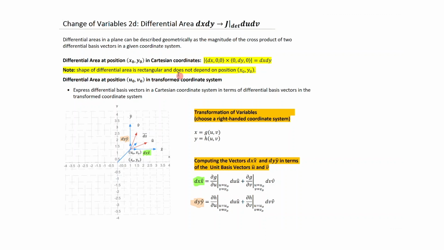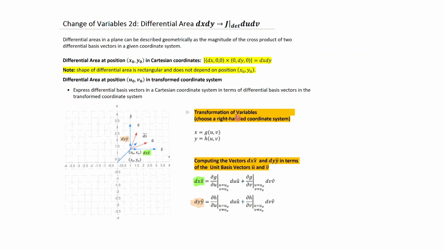Okay, note this area is rectangular as I mentioned, but it doesn't depend on position x naught, y naught. So you can take any point in the xy plane, perform this calculation, and you'll find that the shape remains the same, and you always end up with dx dy. However, let's look at a differential area at a position u naught, v naught, which is in the transform system, and see what happens. So we express the differential basis vectors in a Cartesian coordinate system in terms of differential basis vectors in the transform coordinate system. So we say let x be some function of uv, y is a function of uv, and we're going to assume a right-handed coordinate system because that allows us to find results which are positive.